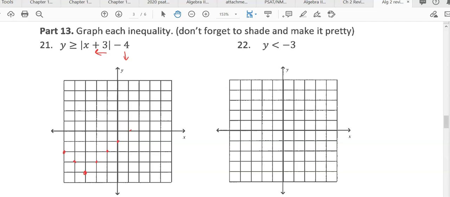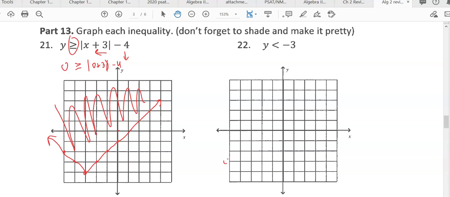It's going to be a solid line because of this sign. So it's solid, so I know this is a solid line. And I think the shade is going to be greater than, so I think it's going to be above. So I think I'm shading above this, kind of inside the V there. If you plug in a point like 0, 0, let's just plug that in. 0 is greater than or equal to absolute value of 0 plus 3 minus 4. So 3 minus 4 is -1. Is 0 bigger than -1? It is. That should be in the shaded area. So I think I shaded correctly there.